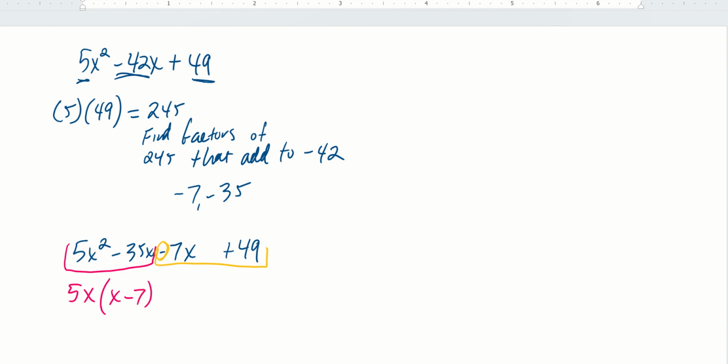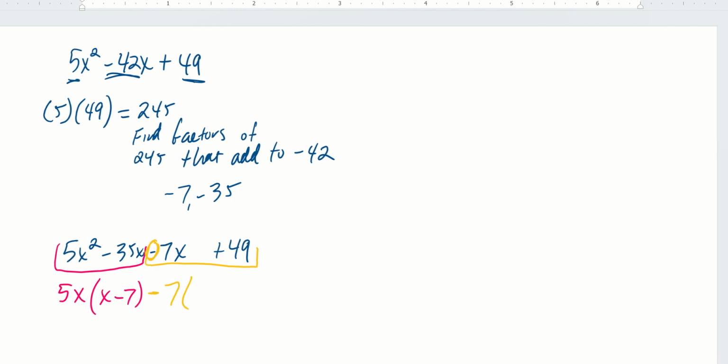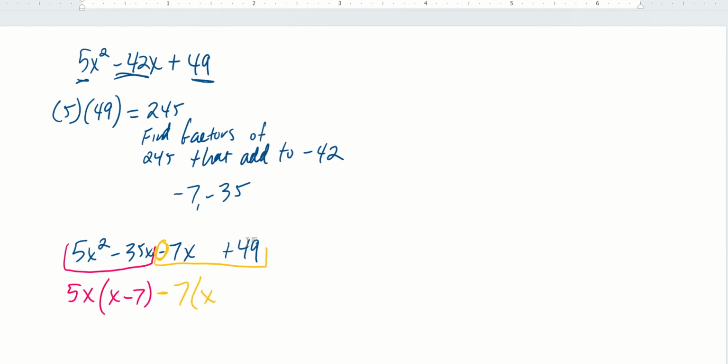Always remember to bring this sign down, so minus or negative. And then the common factor here is going to be 7. Negative 7x divided by negative 7 is x. 49 divided by negative 7 is negative 7. I did something right because my term in parentheses is identical.